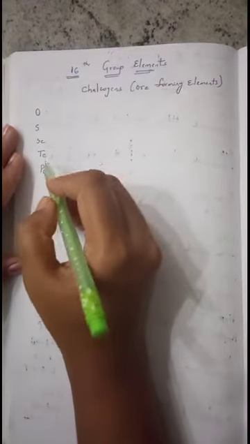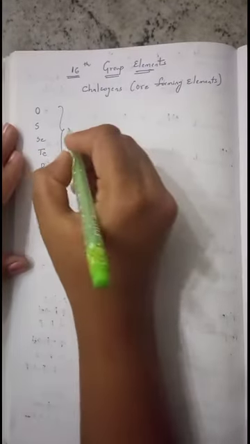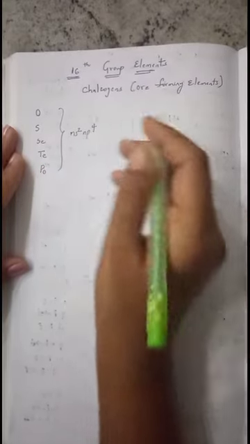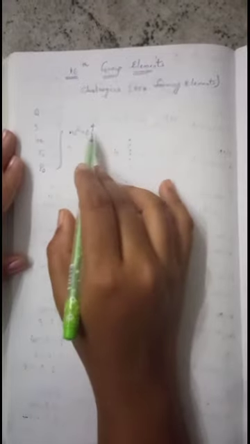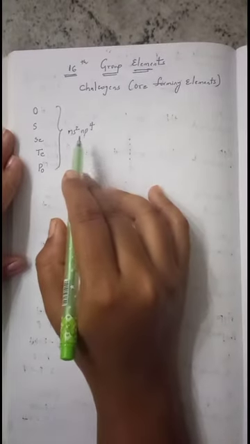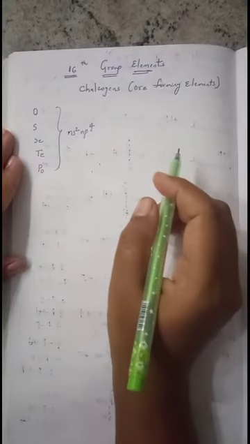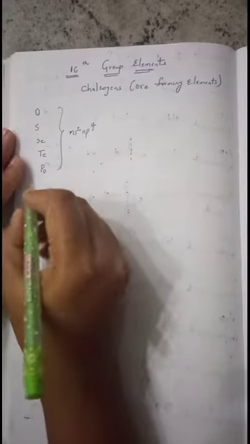All these belong to 16th group because they show the outermost configuration ns2 np4. Whatever elements show the ns2 np4 configuration belong to this 16th group. Now we'll discuss the general properties.